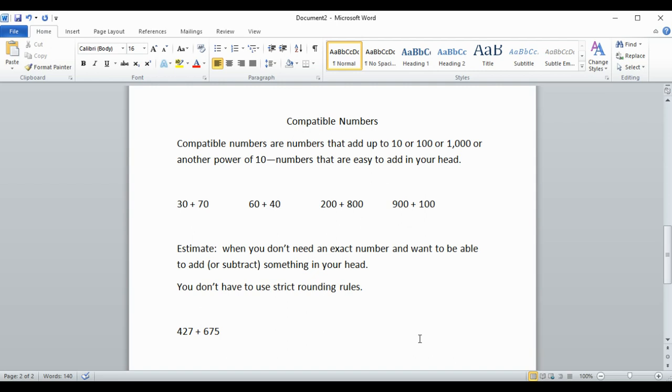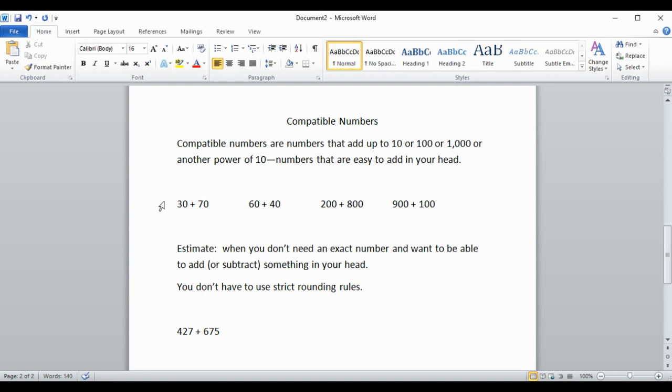This video is about compatible numbers. For our purposes today, compatible numbers are going to be defined as numbers that add up to 10 or 100 or 1,000 or another power of 10, numbers that are easy to add in your head.